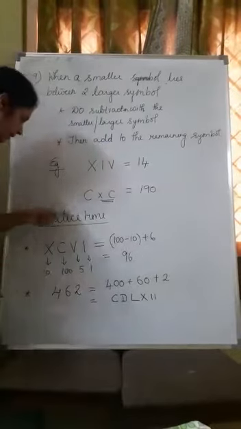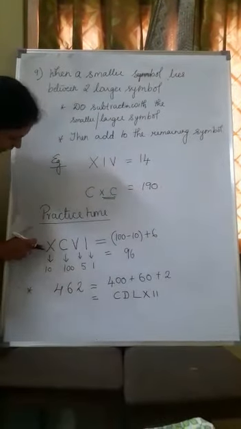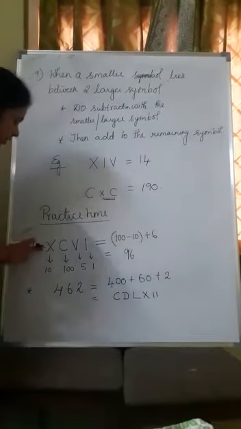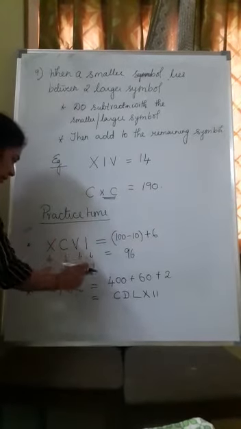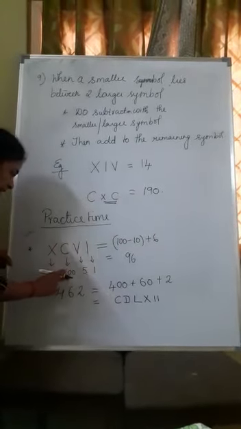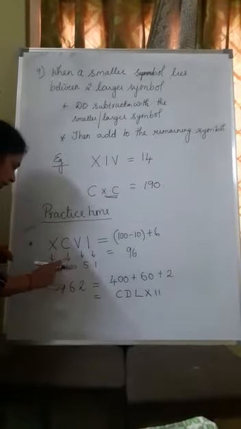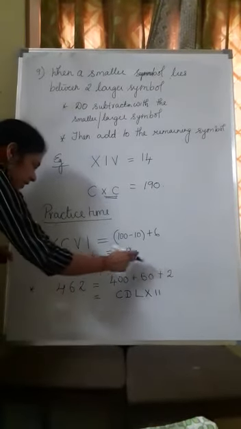When it comes to the practice time, when you are asked to write the Hindu-Arabic numeral for this, first understand this is 10, 100, 5 and 1. Where subtraction is possible? Here the subtraction is possible. So it is 90 plus 6, 96.